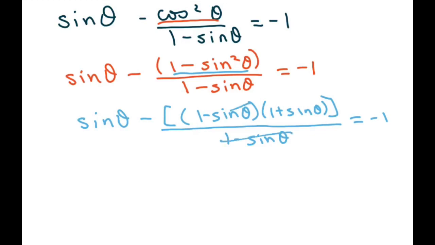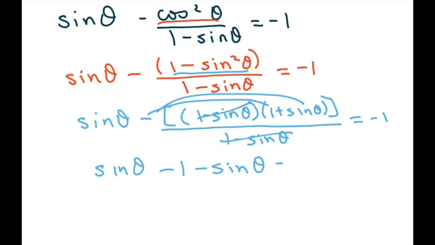So now these two cancel out. And I'm going to just distribute that negative. You have sine of theta, and then distribute the negative to these two. So you have minus 1 minus sine equals negative 1. These two signs cancel. And we have negative 1 equals negative 1.